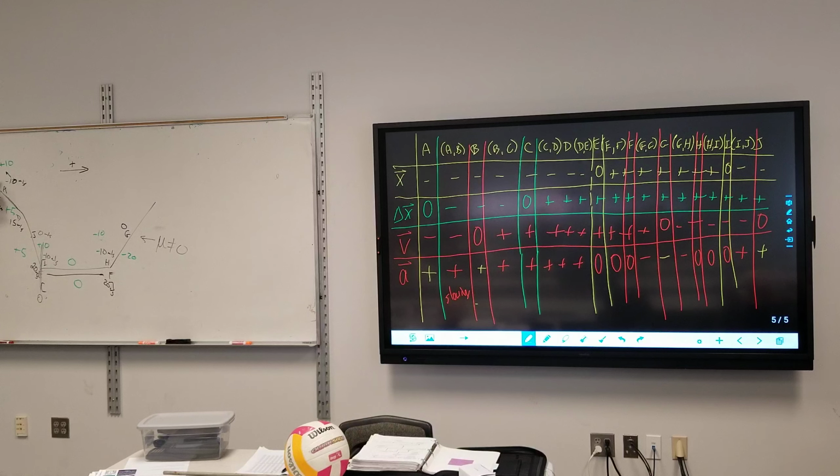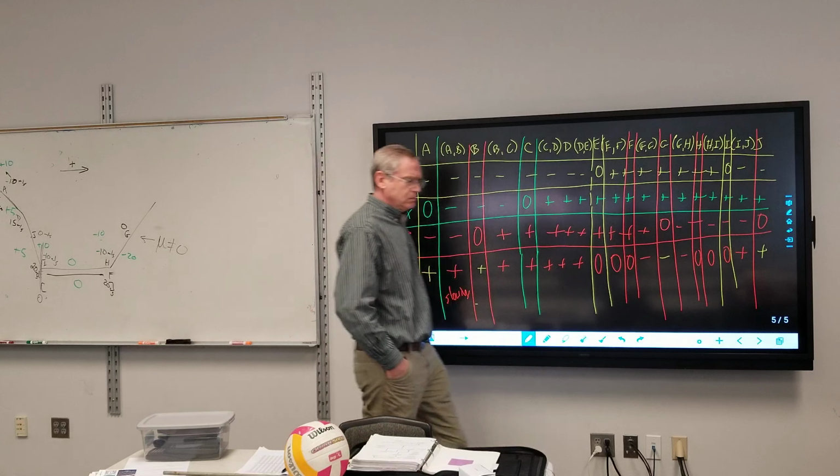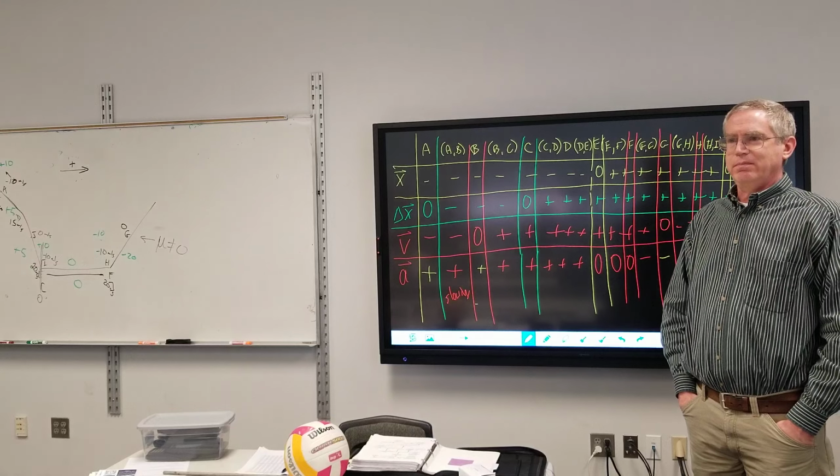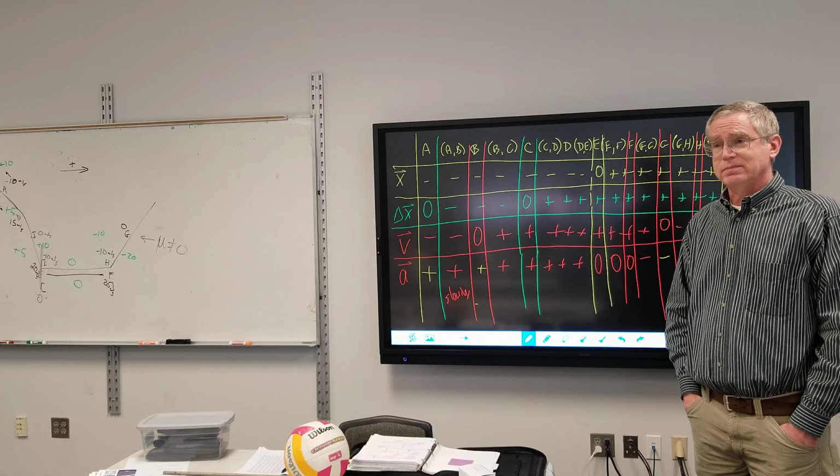So my acceleration between A and B is positive. Between B and C is positive. Between C and D is positive. Then I have the zeros, negative, negative, zeros, and then positive again. That's acceleration: change in velocity over the change in time. Questions about that way of looking at it? Because there is another way.